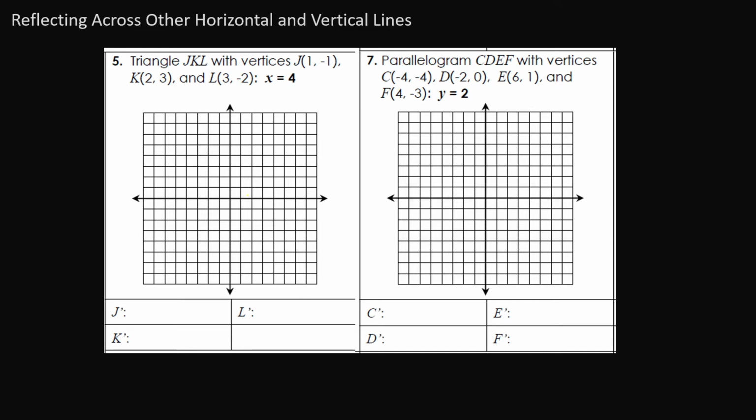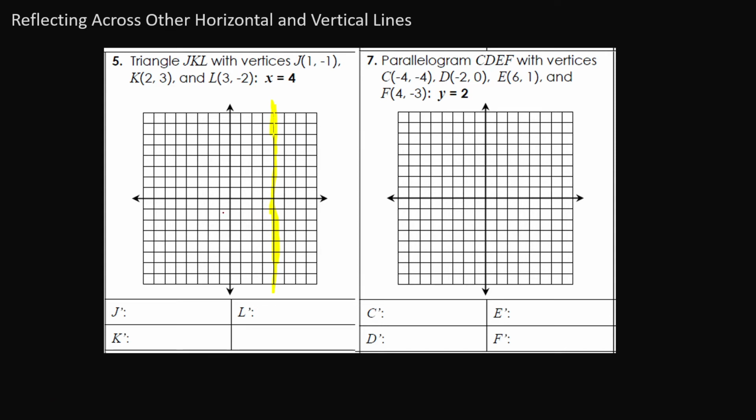So x equals 4 is a vertical line at the point x equals 4. Every x value will be positive 4 on this line. So I'm going to graph my vertical line. Let me highlight here. Doesn't have to be completely perfect here, but this is representing the line x equals 4.